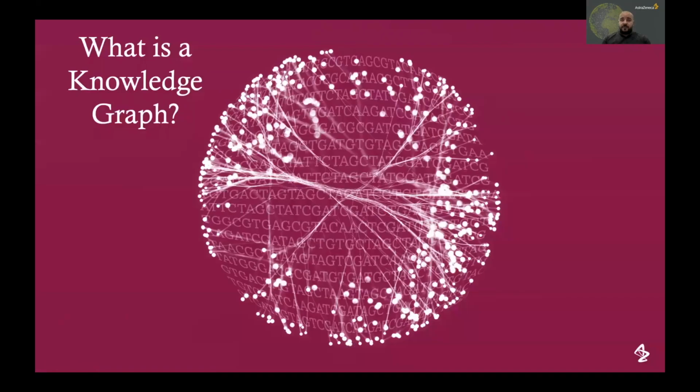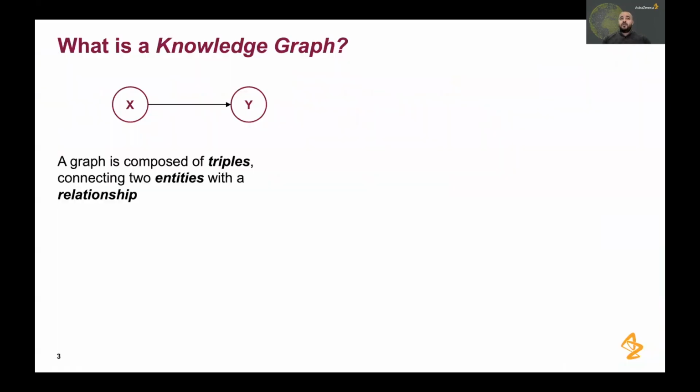So what is a knowledge graph? Well, a knowledge graph is primarily a graph, and graphs are composed of nodes and edges, in this case, triples, as we call them, connecting two entities in a relationship. In the context of triples, we refer to them as the head node, in this case X, connected to the tail node, which in this case is Y, through a relationship R. So HRT is also a way to refer to these.